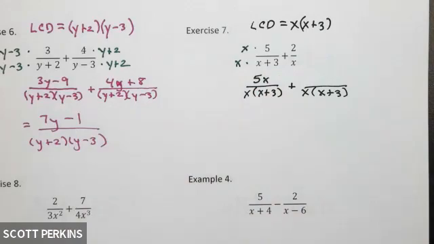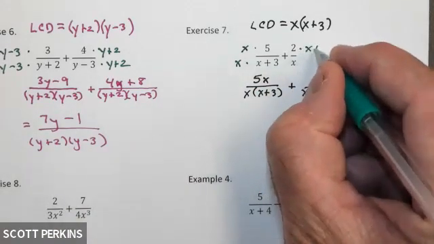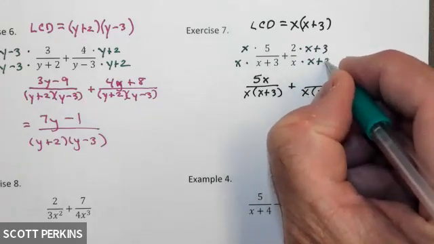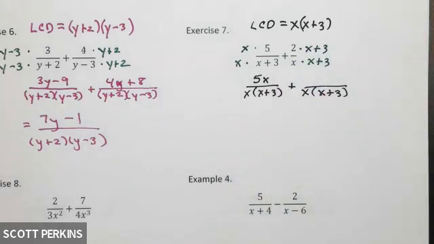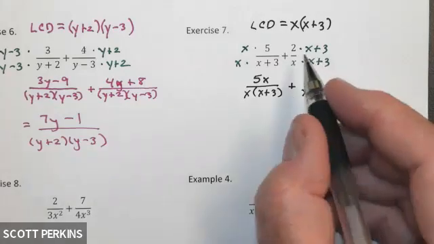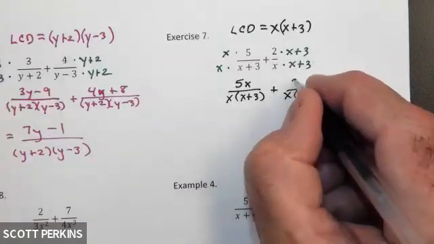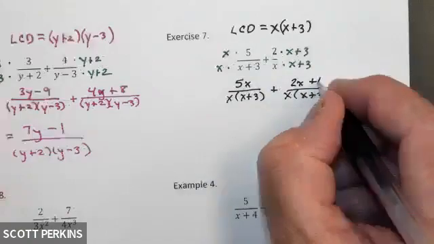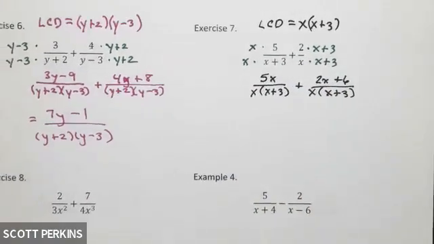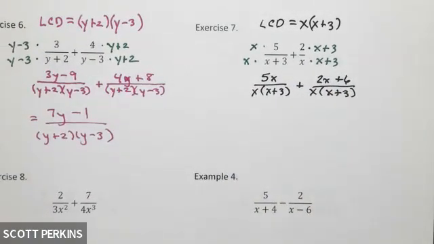And then what do I have to multiply the top and the bottom of the second fraction by? Okay, x plus 3. And in this case, since I have that binomial, I can't forget to go ahead and distribute. So my numerator is 2 times x, and then 2 times 3 is plus 6. Okay, that's the hardest step. Anybody got a question or a concern?